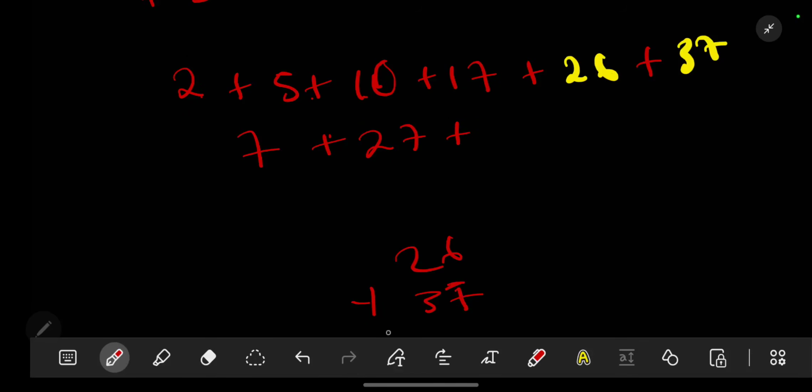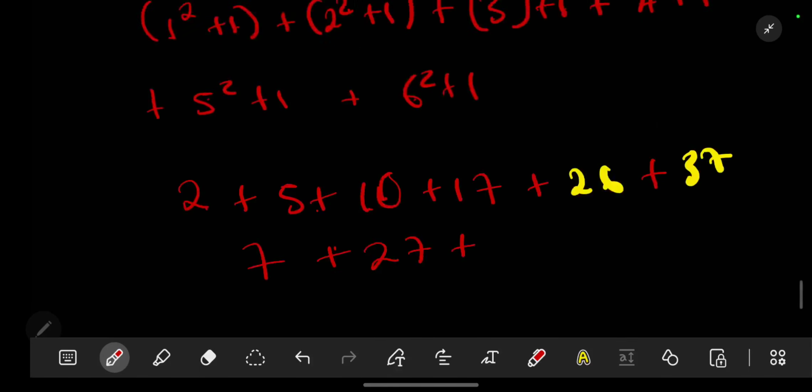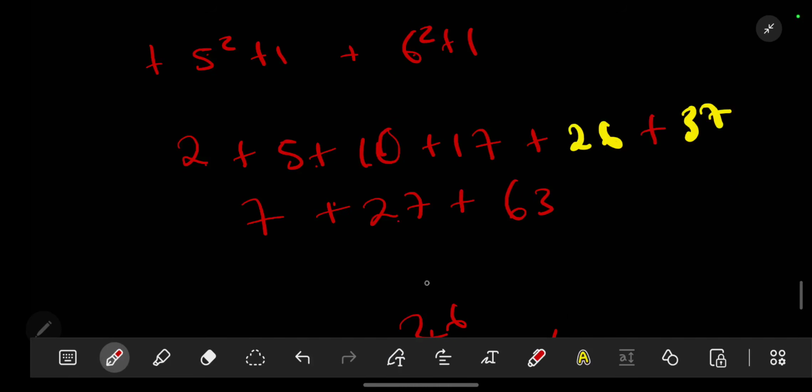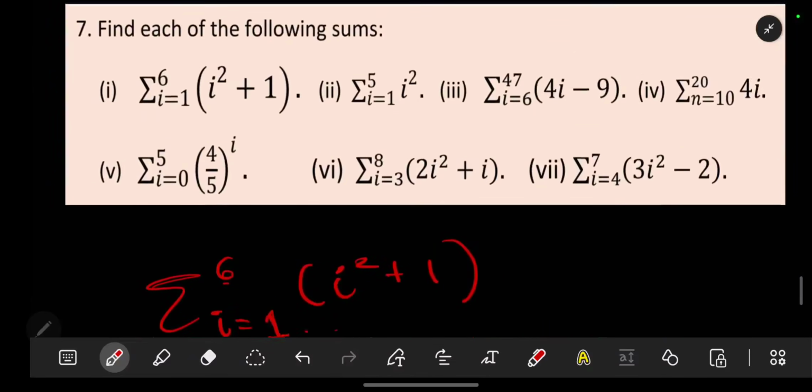This will give us 3 remainder 1, 2 plus this, that will be 5 plus 1, that will be a 6. So we have a 63. So 63 plus 27, that will be a 90. So we have 90 plus 7. This gives us a value of 97. So the summation for that will be 97.